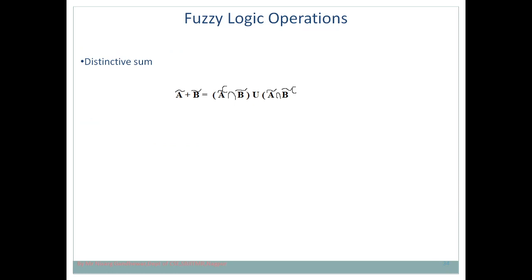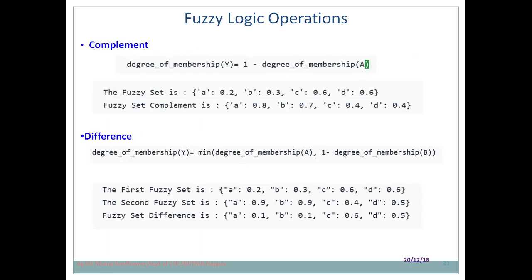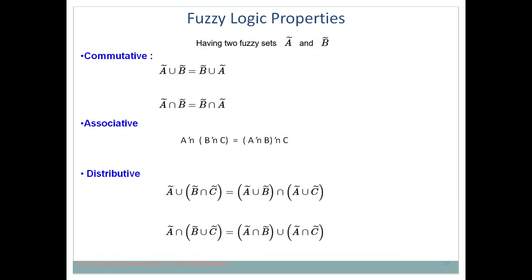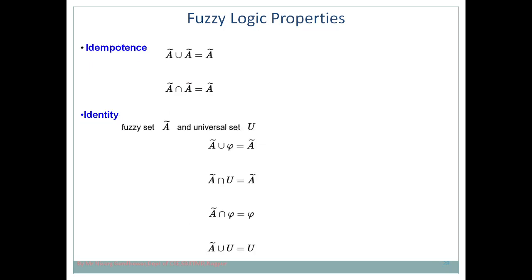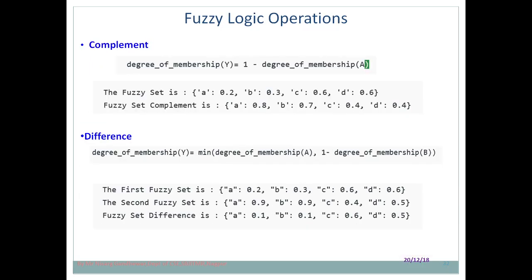So this is how we have discussed all 7 fuzzy logic operations. I hope you understand what the different properties of fuzzy logic are and what the different operations performed on fuzzy logic are.